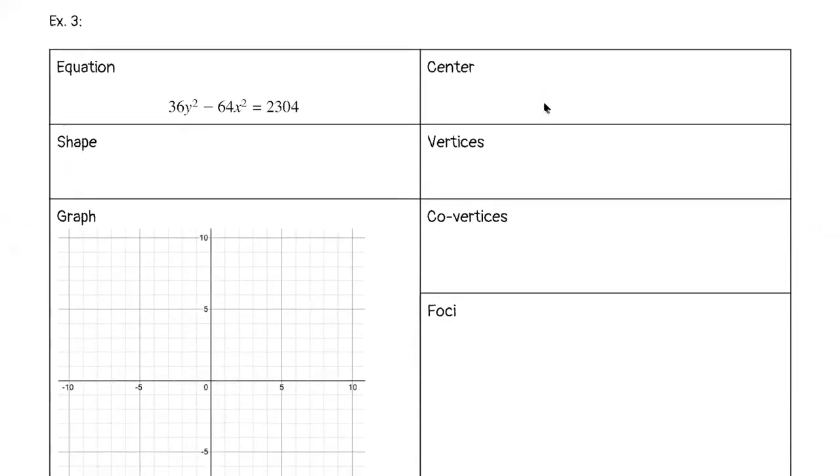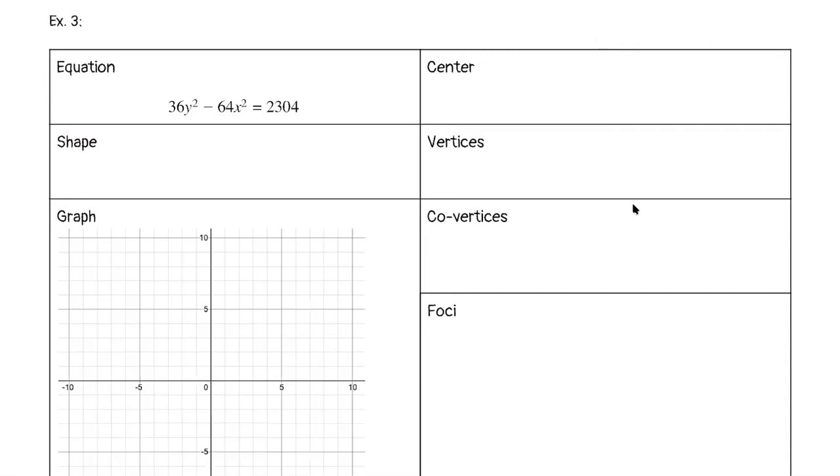Let's take a look at this equation. Okay. So we have 36y squared minus 64x squared equals, wow, that's a giant number. What's our approach to this? What should we do first so that we can find all this information? Divide and reduce, good. Can you be more specific? What number are we dividing by? Divide by that 2304. Good.